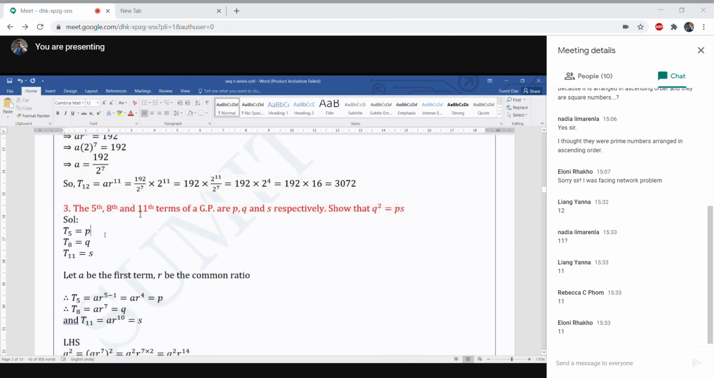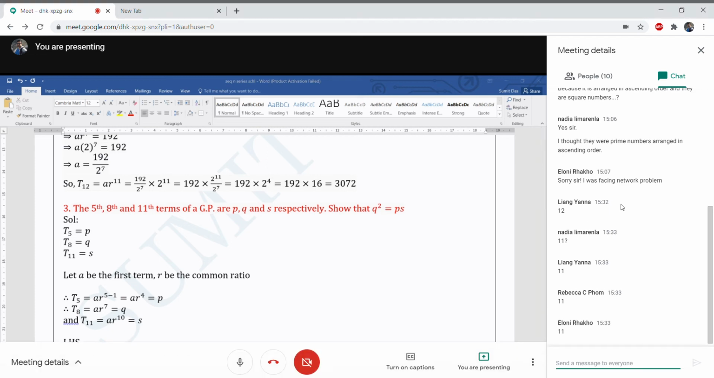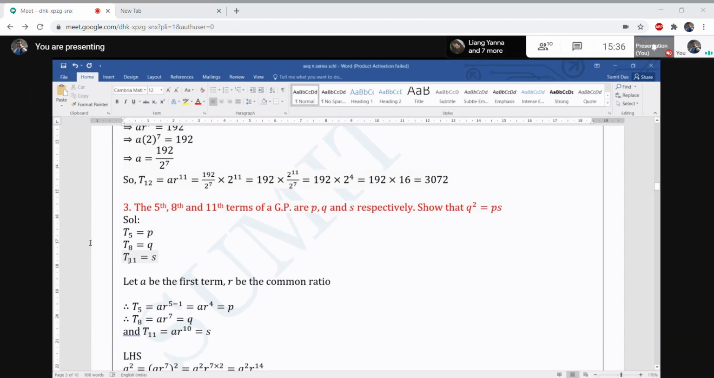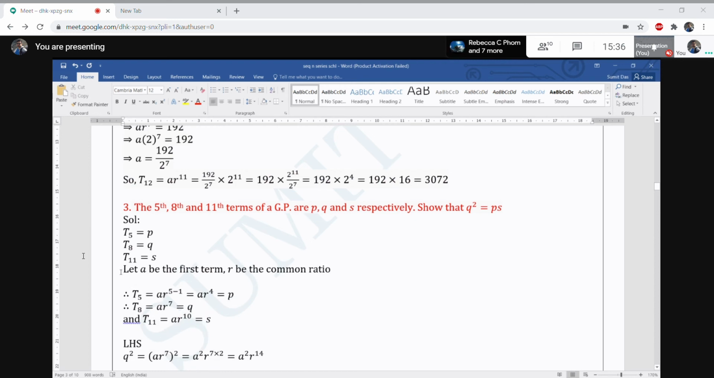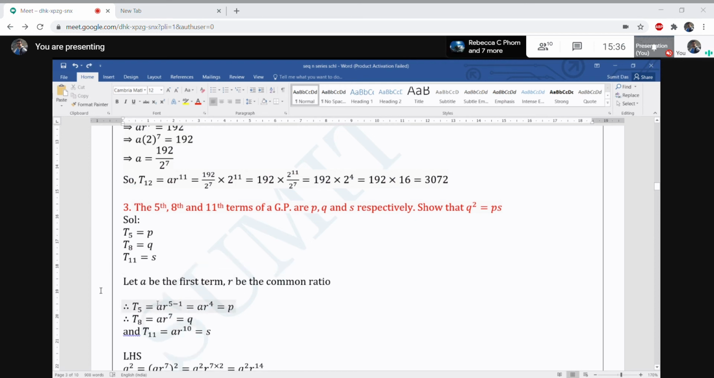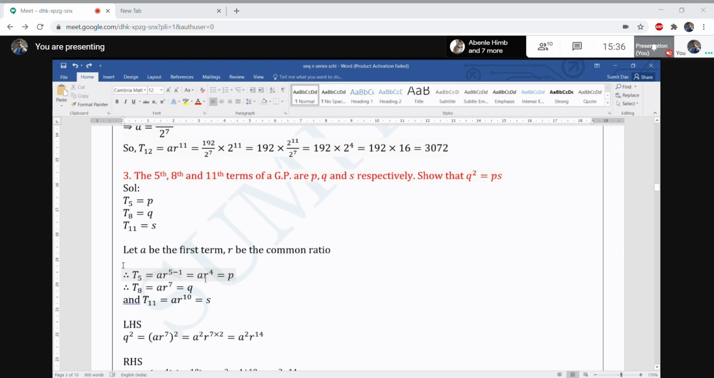What is it saying? The fifth term, eighth term, and 11th term are P, Q, S, right? So the fifth term means T5, the eighth term is T8, and the 11th term is T11. Whatever is given, we just wrote. Let a be the first term and r be the common ratio. T5 is equal to a r to the power 4, which is equal to P. T8 equal to a r to the power 7, which is equal to Q, and T11 equal to a r to the power 10, which is S.